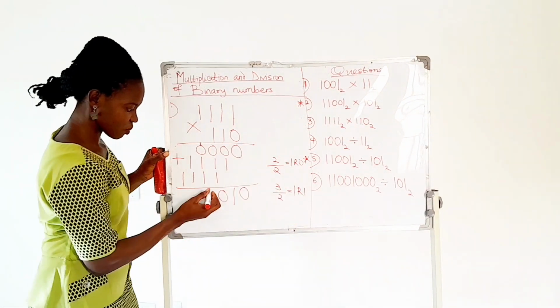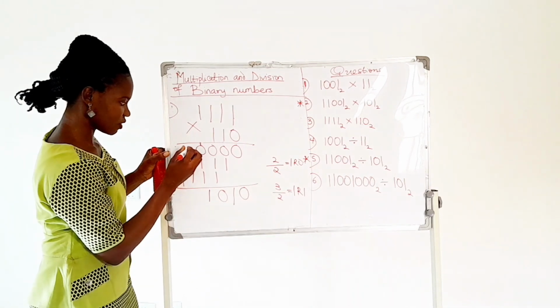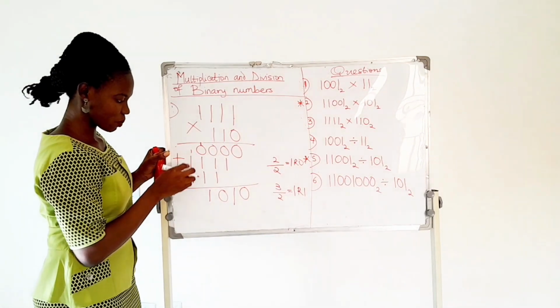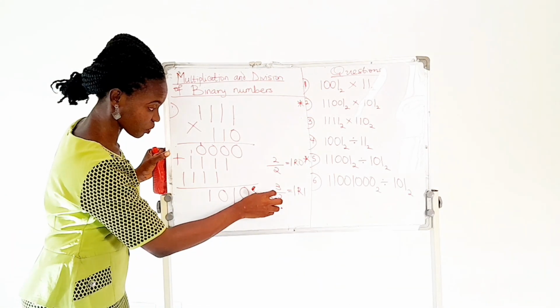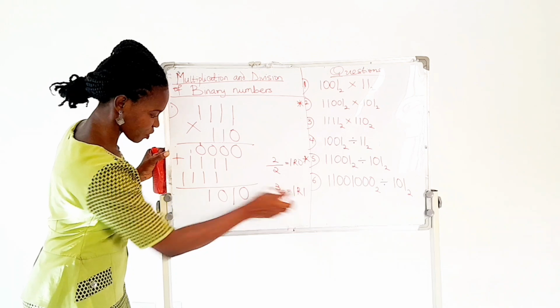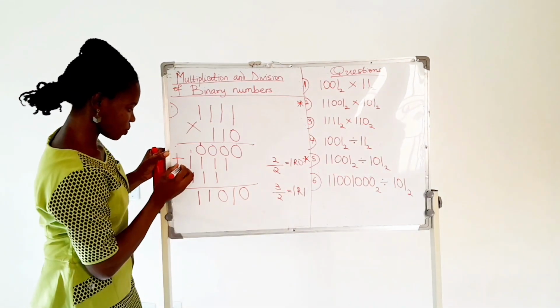So this remainder, we put it here. This 1, we give it to this. 1 plus 1 plus 1 will give us 3. So if you do the same thing, 2 in 3, we have 1, remainder 1. So the remainder, we write. This one, we put it here.